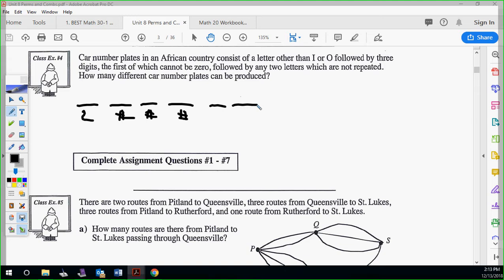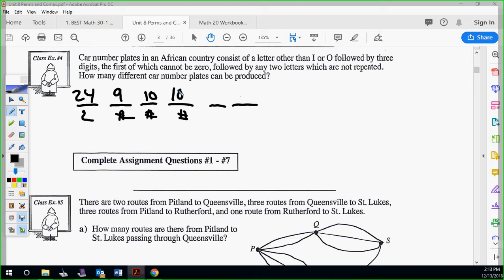24. 26 minus 2, because the I and O can't be used. Okay? What goes for the first number? 9, because it can't be 0. What goes for the second number? Doesn't say anything about repeating numbers. It can be 0 now, too. So it goes back to 10 because the numbers can be repeated, that's fine. And the second and third can be 0, so they actually have more possibilities than the first. So it's 9, 10, 10.